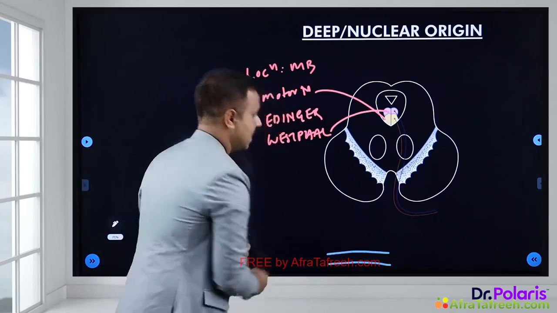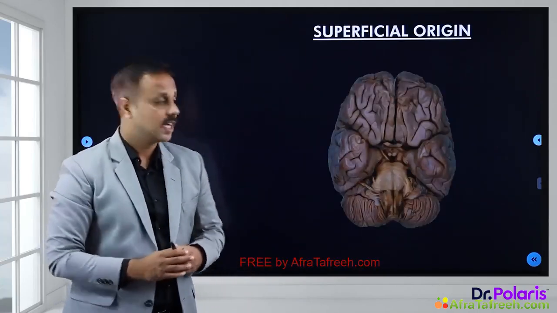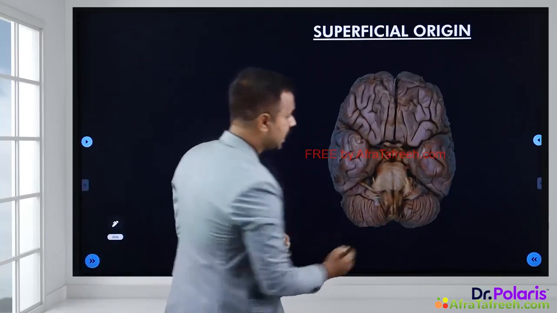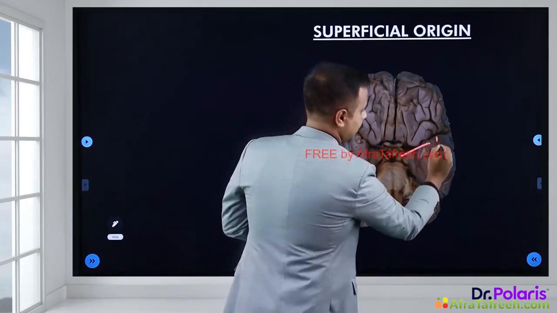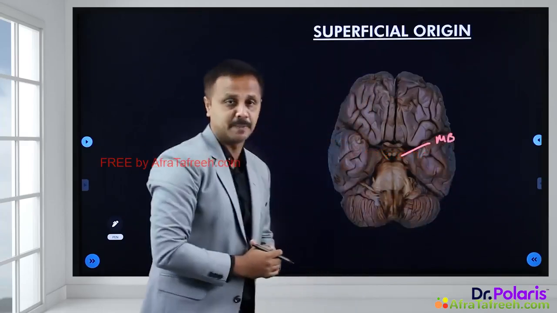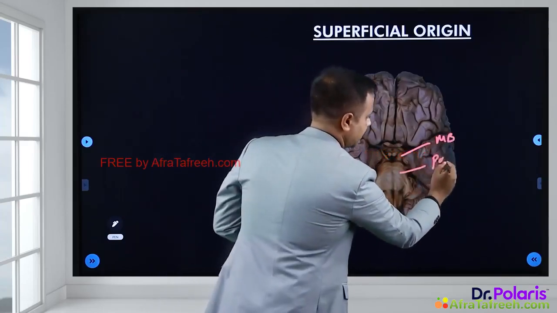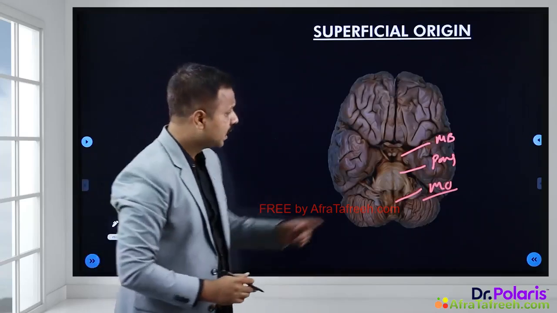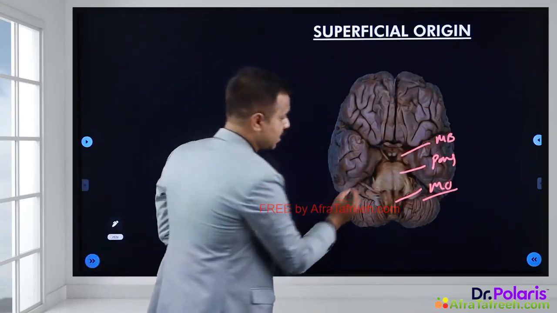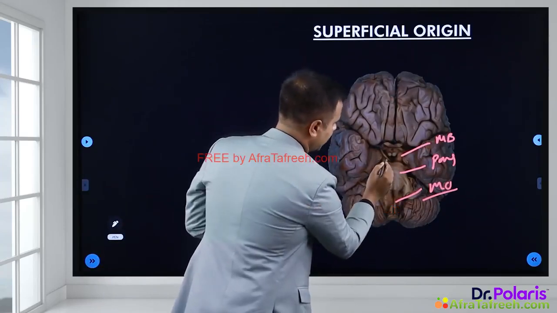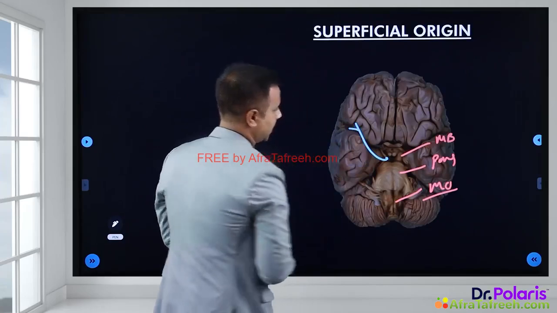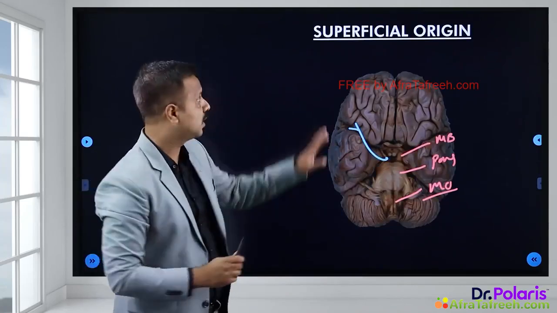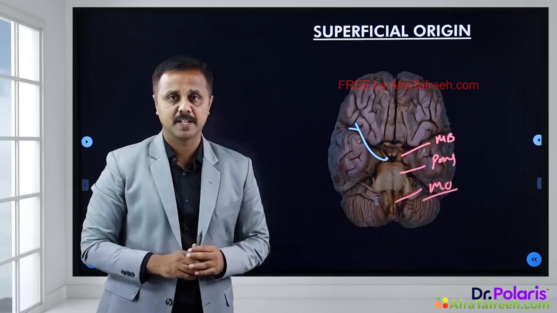Then, what about the superficial origin? We need to know where exactly it is attached to the inferior surface of the brain. Again, before we do that, let's identify the parts of the brainstem. This is the region in front of the midbrain. This is the pons, and we have the medulla oblongata. Right? Now, the oculomotor nerve is attached to the midbrain. If you trace the course of the oculomotor nerve, this is how it will course through. It arises from the ventral surface of the midbrain. That's all you need to know regarding superficial origin. Right? Fine.